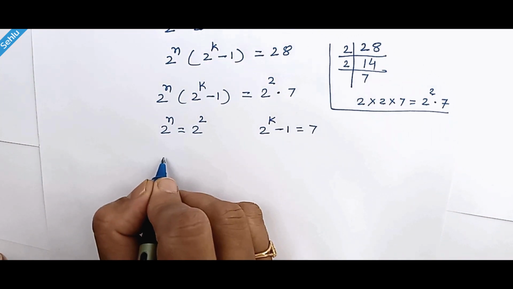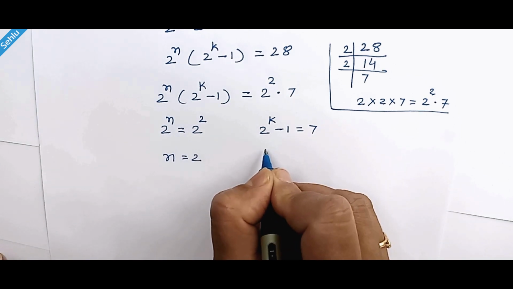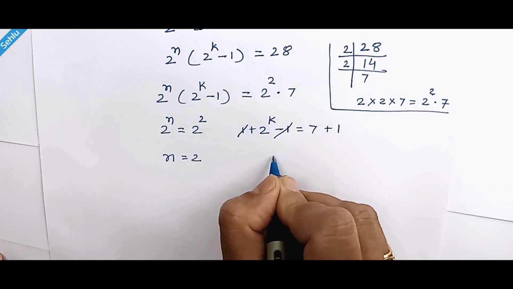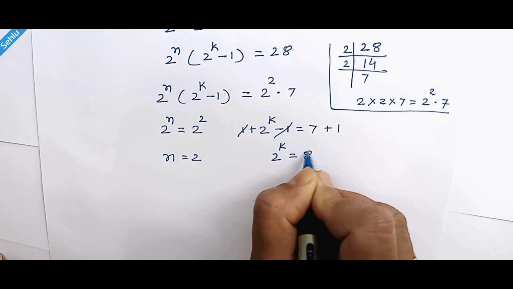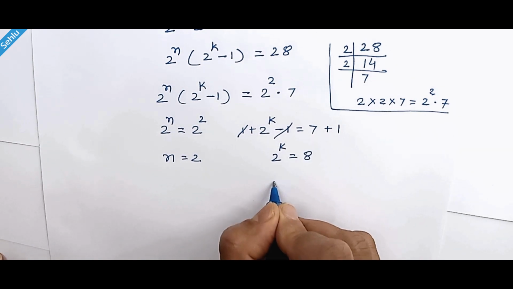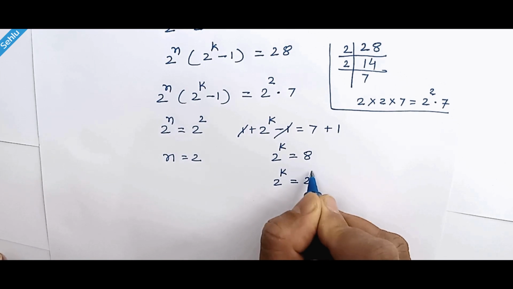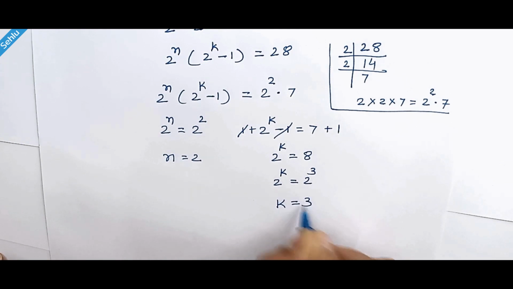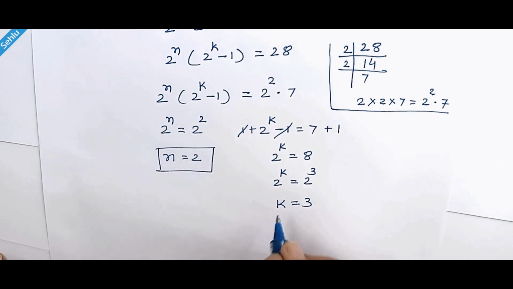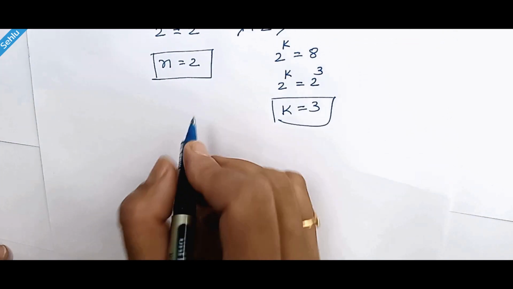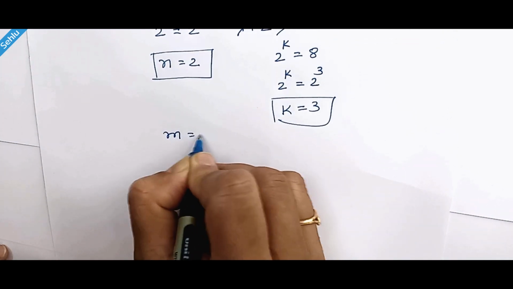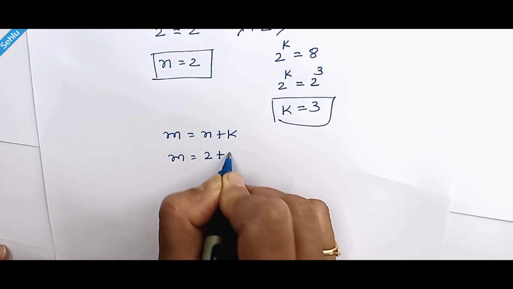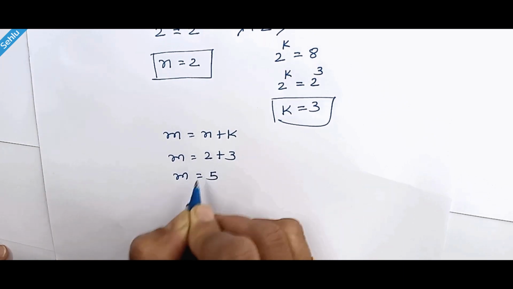Here we have the same base, so we can equate the exponents: n is equal to 2. And here if we add 1 to both sides, these cancel out. So we have 2 raised to k is equal to 8, and 8 is 2 cube. So we can write 2 raised to k is equal to 2 cube. Same base, so we can equate the exponents. So we have k is equal to 3. Now we have the values of n and k. And as we know, we have taken m is equal to n plus k, so it will be 2 plus 3. So we have m is equal to 5.